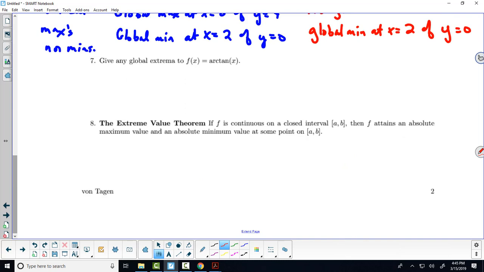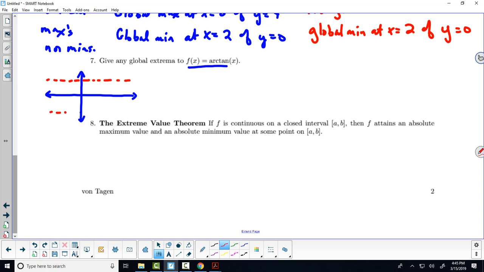Okay, number 7 asks us to find any global extrema to f of x equals, in this case our function is the arctangent of x. So let's look at the graph of the arctangent. Do you remember what the arctangent looks like? In fact, maybe pause the video, try to sketch this graph on your own. Once you're ready, we'll resume.